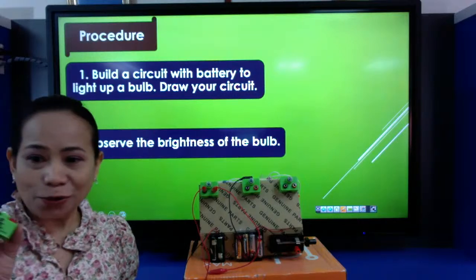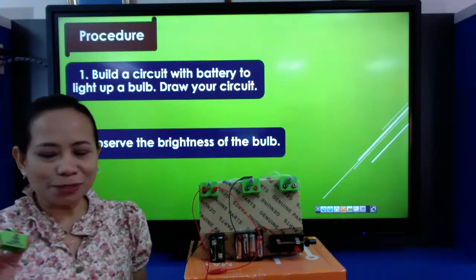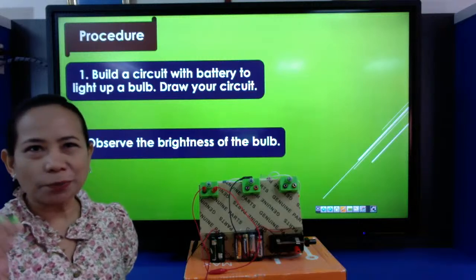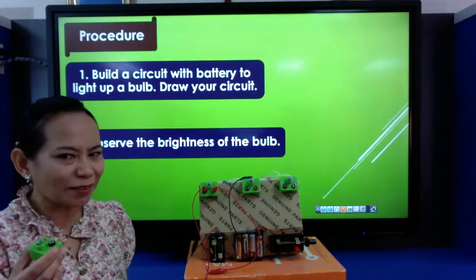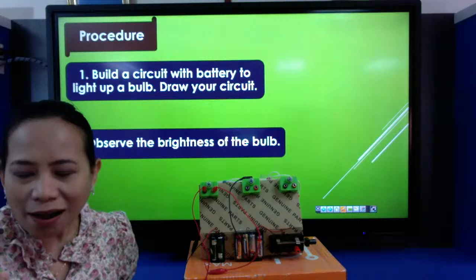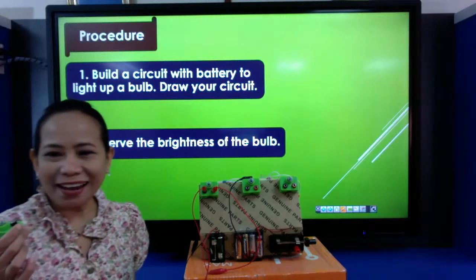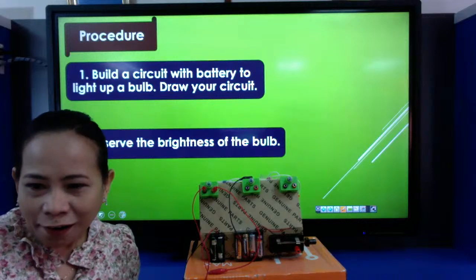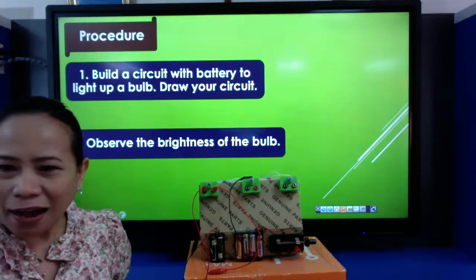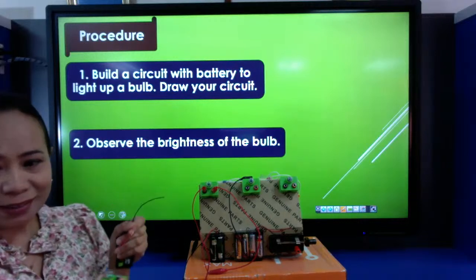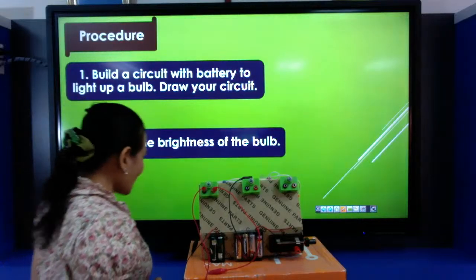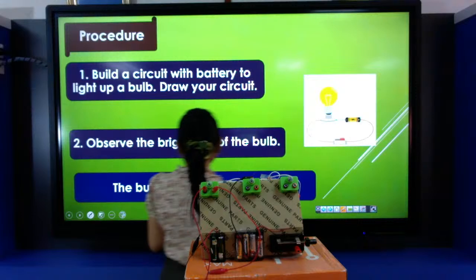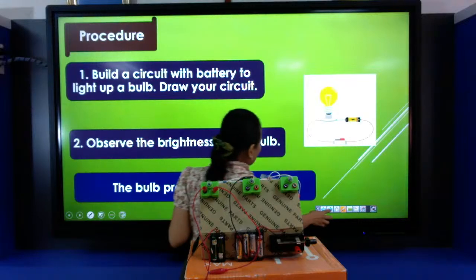So what do you observe about the brightness of the bulb? Is it dim or bright? Does it produce bright light or not so bright? It's so bright. Okay. Who's that saying that? It said it is bright. Yes, it is bright light. Okay, it is bright. Number two: the bulb produces bright light.